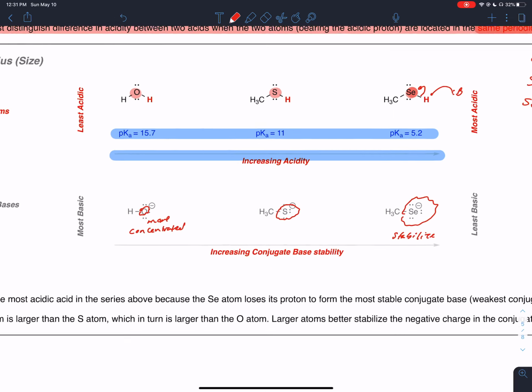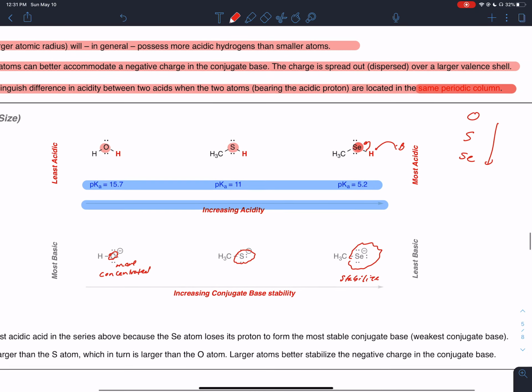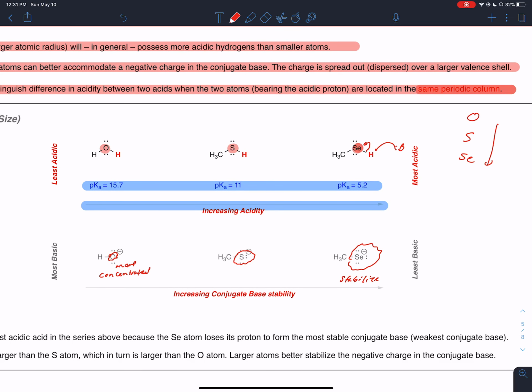So if you're looking at atoms bearing acidic protons that are located in the same periodic column, we can differentiate the acidity of those species based upon atomic size. Okay, and again, if you're looking at acids, it behooves us to deprotonate them and look at the conjugate bases and ask what factors are playing a role in the stability of the conjugate bases. We have increasing conjugate base stability going from left to right because we have increasing size and thus increasing potential to stabilize and disperse the negative charge.